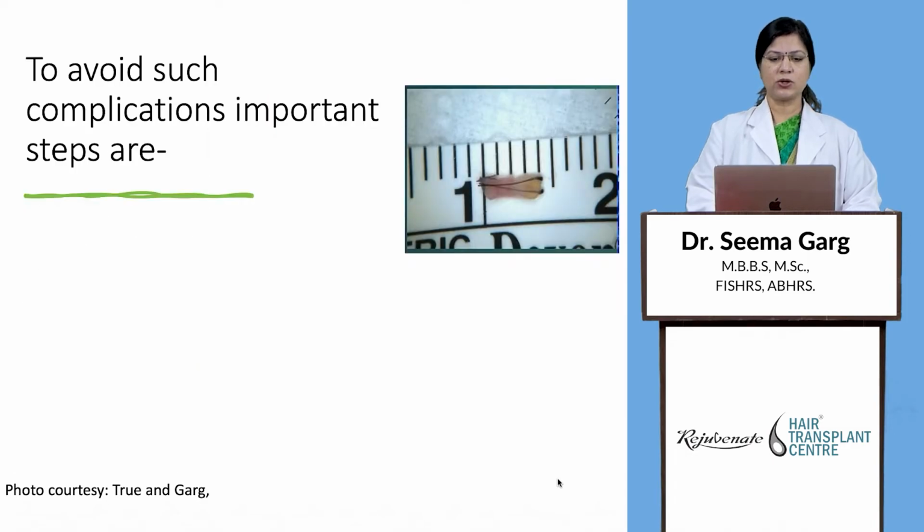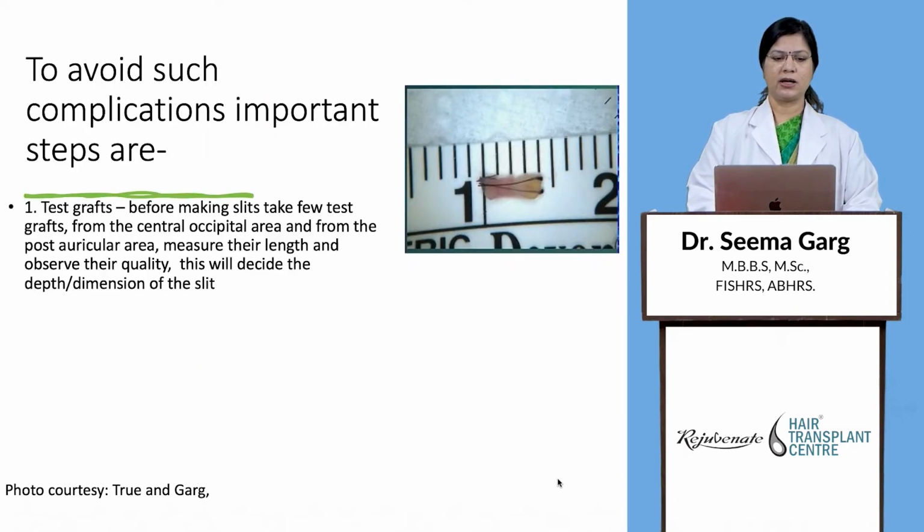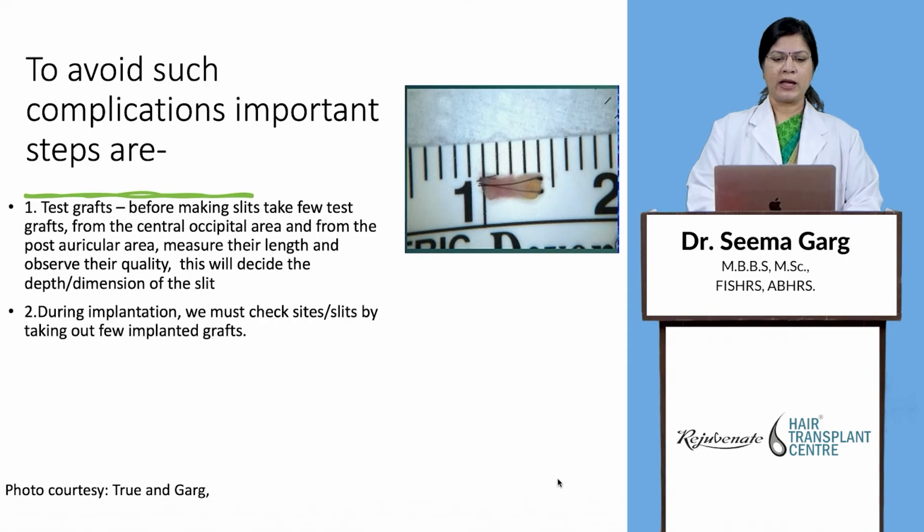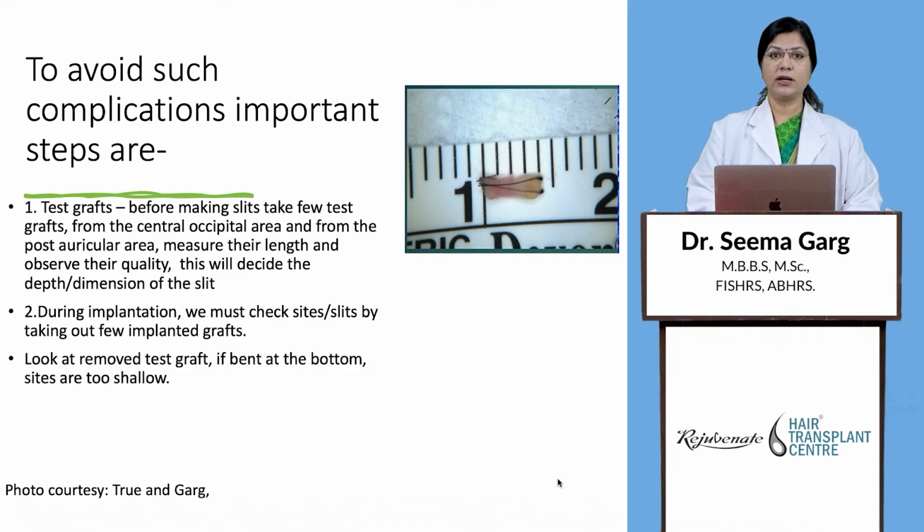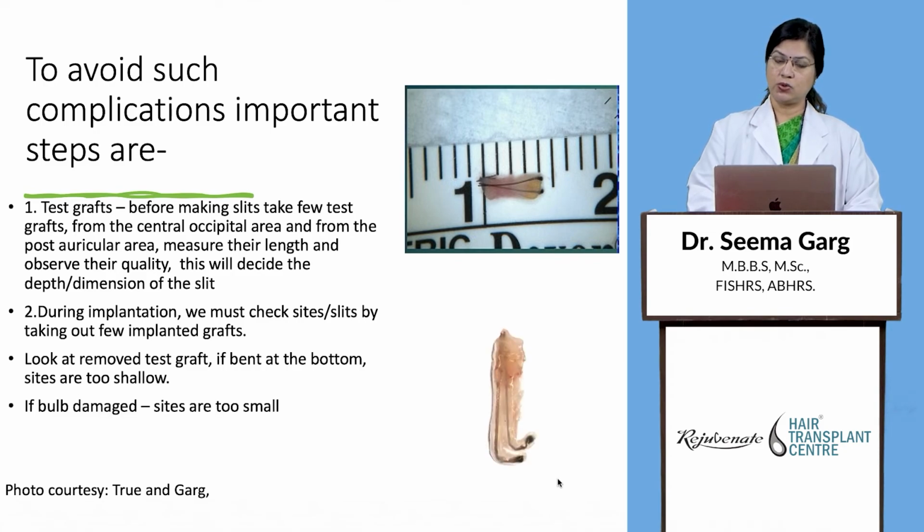And to avoid such complications, important steps are: before making slits, we must take a few test grafts from the central occipital area and from the post-auricular area. Measure their length, observe their quality, and this will decide the depth and dimension of the slit. During implantation, we must check sites by taking out a few implanted grafts. Look at the removed test grafts. If bent at the bottom, sites are too shallow, and if bulbs are damaged, sites are too small.